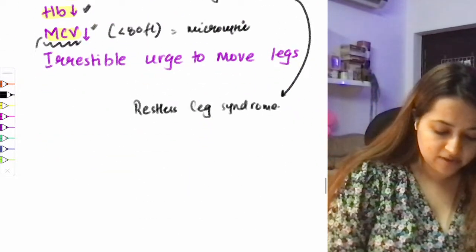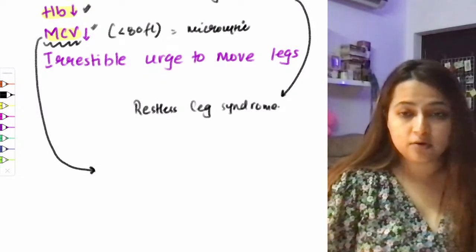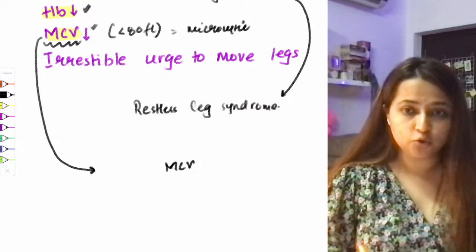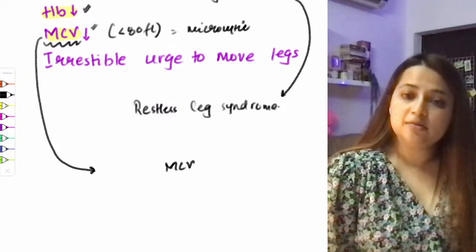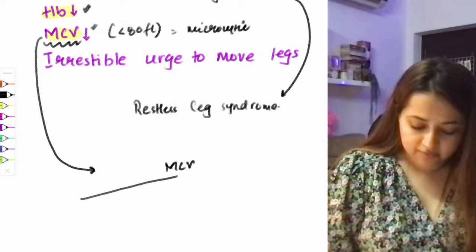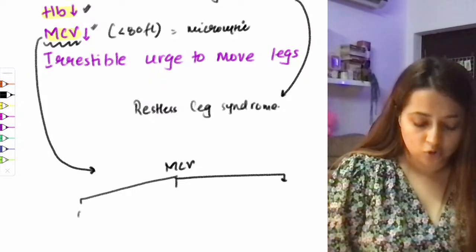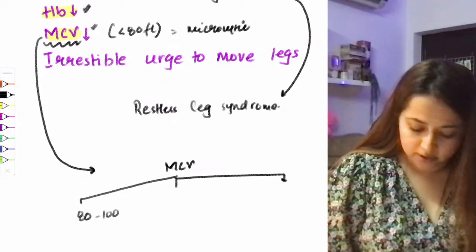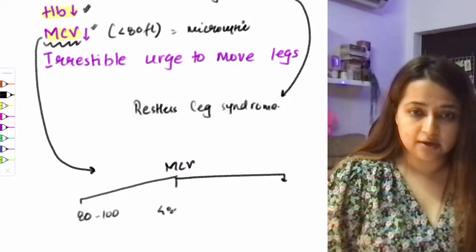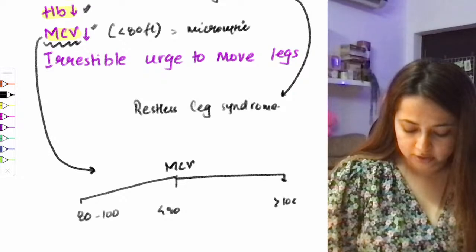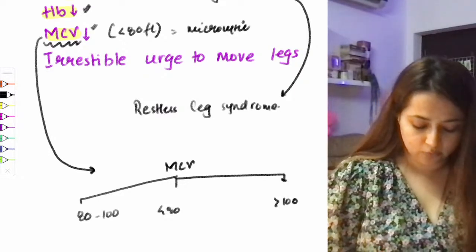Okay, so I was talking about MCV, mean corpuscular volume. When you talk about it, anemias are usually divided on the basis of MCV. MCV is normal when it is 80 to 100. When it is less than 80, it is decreased, and more than 100, that is increased MCV. Okay.